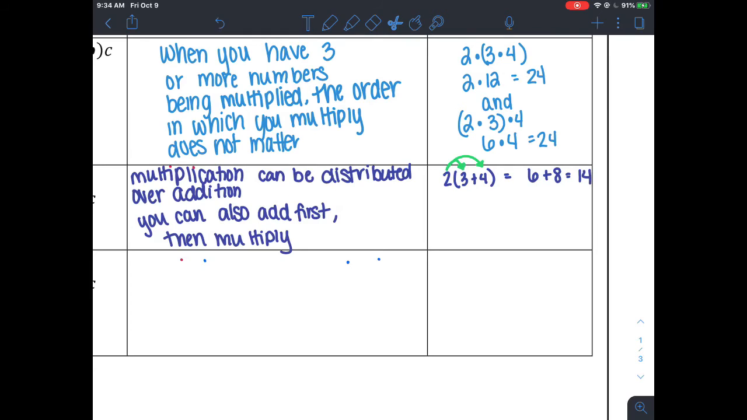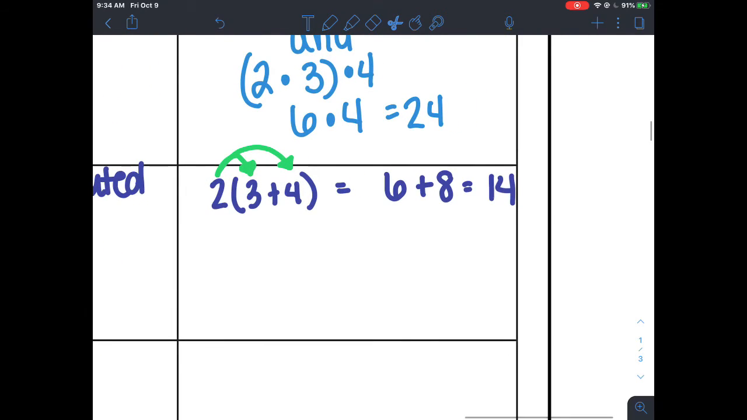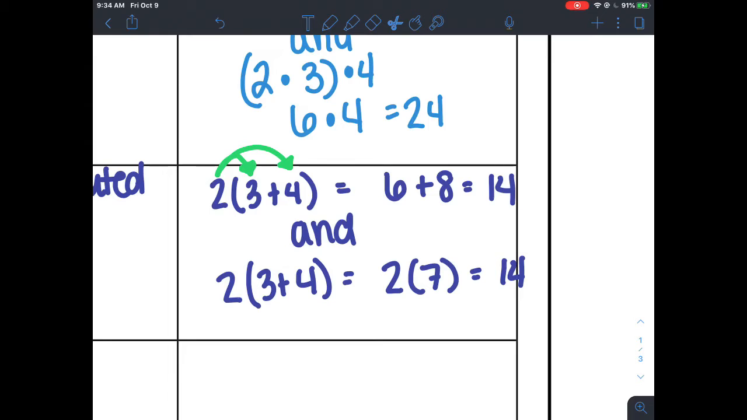But if I threw in some actual numbers, I can distribute the 2. I can go 2 times 3 is 6, 2 times 4 is 8, 6 plus 8 is 14. Or I could add first. I can add the 3 plus the 4 first and get 7, and then multiply by 2, and I still get 14.